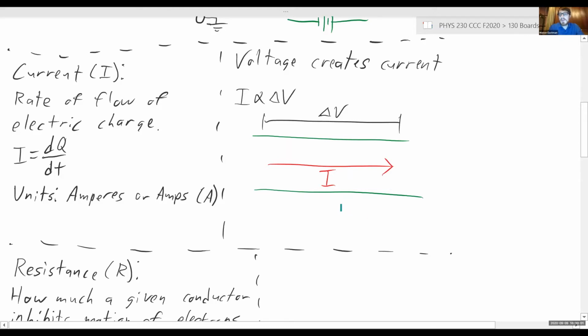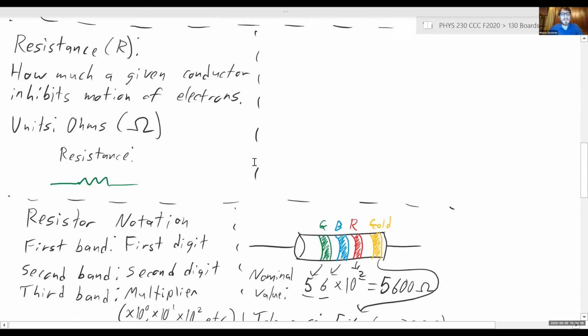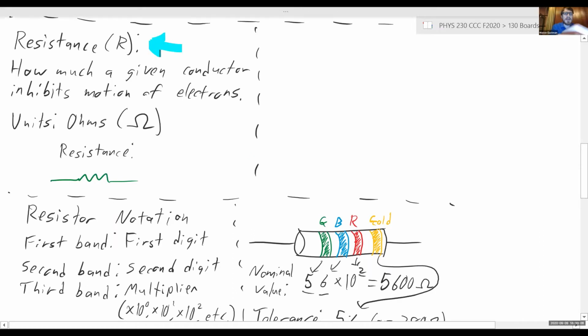But to make that proportionality into an equality, we need one more concept, which is resistance, represented by an uppercase R. Resistance tells us how much a given conductor inhibits the motion of electrons, or the flow of charge, through itself. It has standard units of ohms, which are written using the Greek letter omega, which sounds like ohm conveniently. And in a circuit, a resistance of any kind is represented by a jagged set of lines, like this.